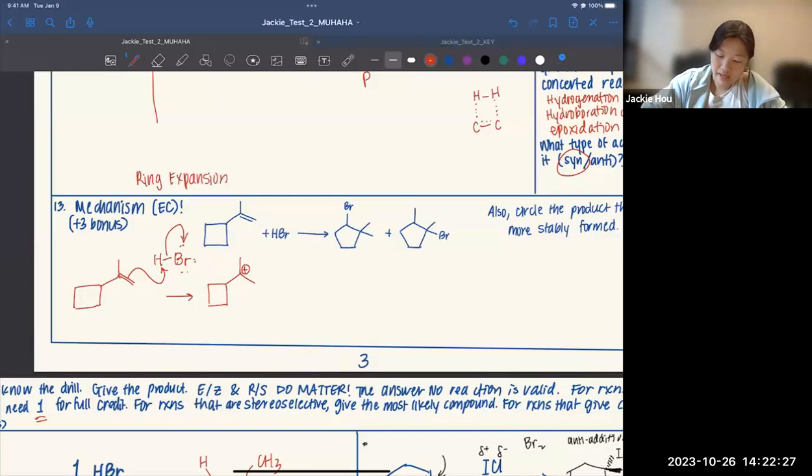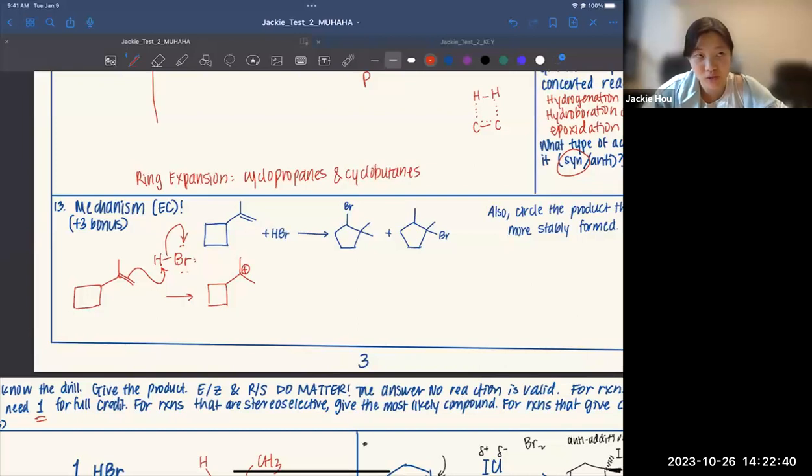Ring expansion only happens for things that are cyclopropanes and cyclobutanes. Usually it never happens for cyclopentanes or cyclohexanes just because they don't have that bond angle strain. So for these molecules, the number one priority is to remove that bond angle strain, right? So being able to do this ring expansion is very exothermic because it makes them more stable as a larger ring structure.